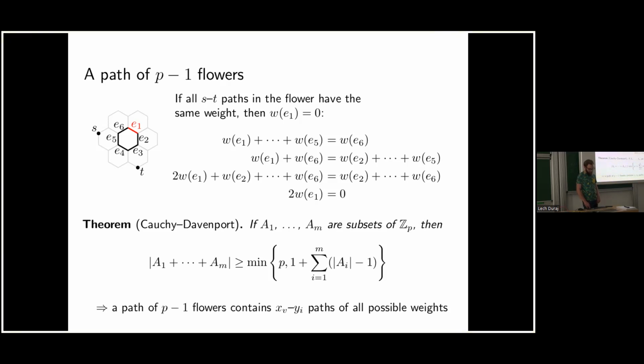Okay, so this implies that a path of P minus 1 flowers contains X, V, Y_i paths of all possible weights. Recall that this Y_i is the vertex in the middle of the ith side of the triangle. So now we will show how to connect branch vertices using the branch vertices we chose.